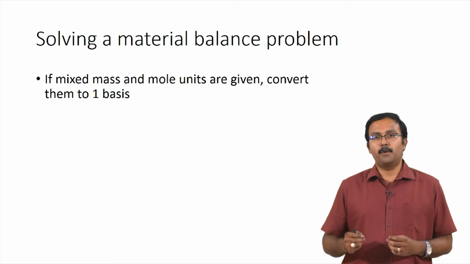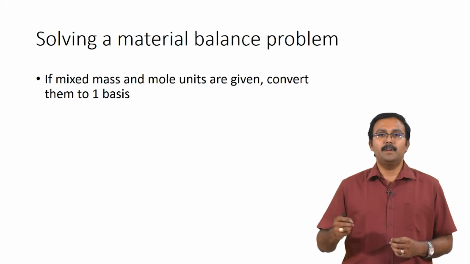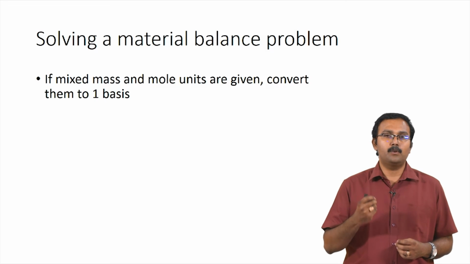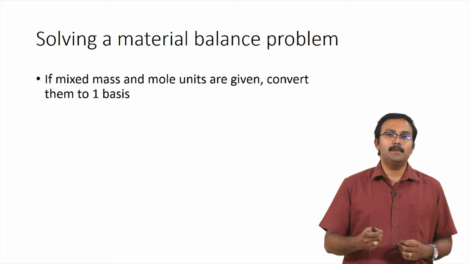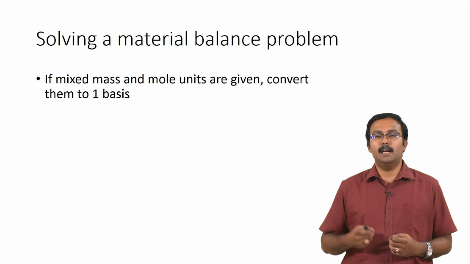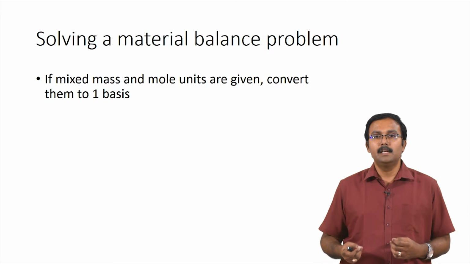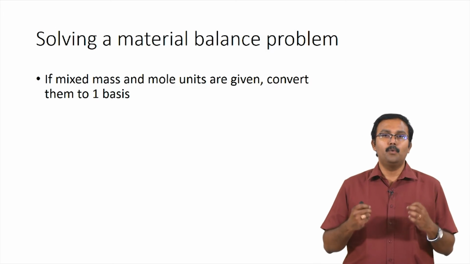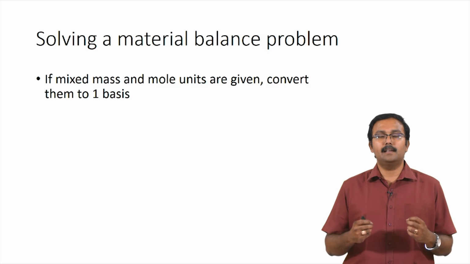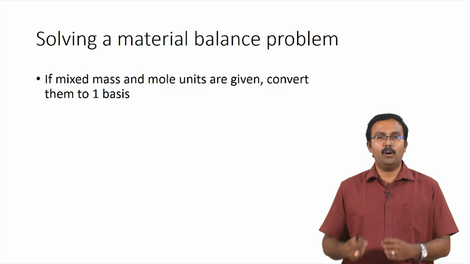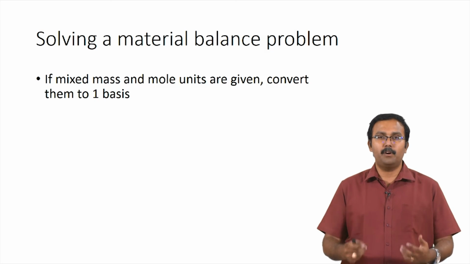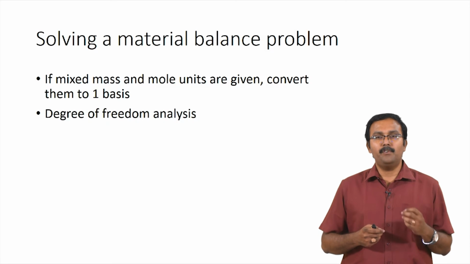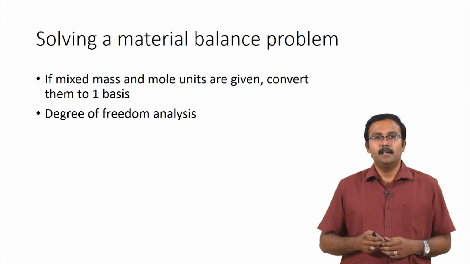If the problem gives you two different bases, for example, there could be two streams with one stream given in terms of mass units and the other stream given in terms of moles, then convert all of them into one basis. Make sure that all of them either exist as mass or moles, so that you can actually perform the calculations effectively. Perform degree of freedom analysis.